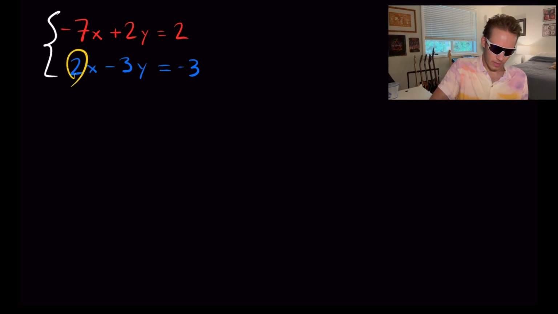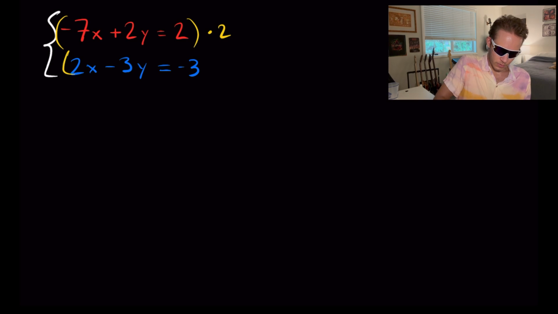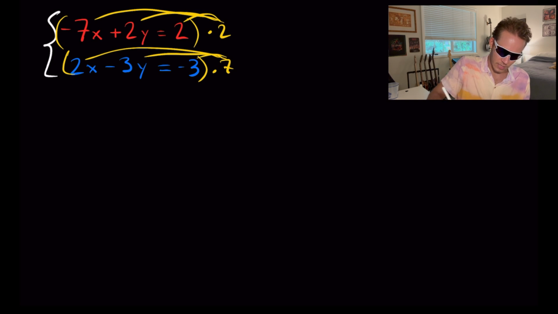All right, so I'm going to look at the coefficients here. The good news is that they are opposite signs, so one's negative, one's positive. We need to figure out what the least common multiple of these two numbers is, and that's going to be 14, right? 2 can go into 14, and 7 can also go into 14. So I'm going to multiply this top equation by 2, and then I'm going to multiply this bottom equation by 7. All the terms, right? I'm going to multiply 2 into every single term here, and then 7 into every single term here.